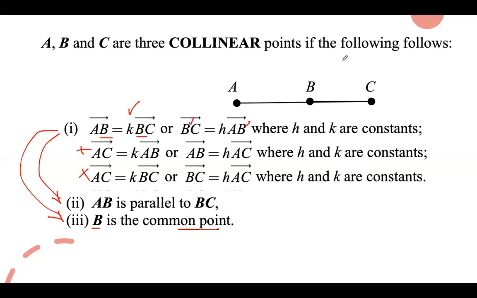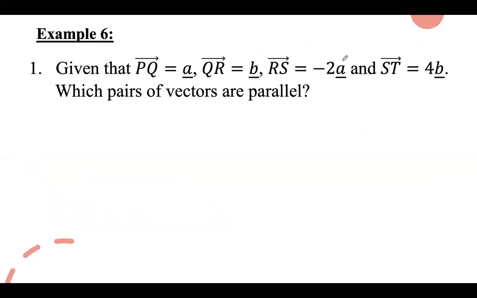Let's look at the example related to collinear and parallel vectors. This one, example 6. PQ equals vector A, QR equals vector B, RS equals negative 2A, and ST equals 4 vector B. So which pairs are parallel? You can see here is A and here is A, so most probably there are two parallel pairs.